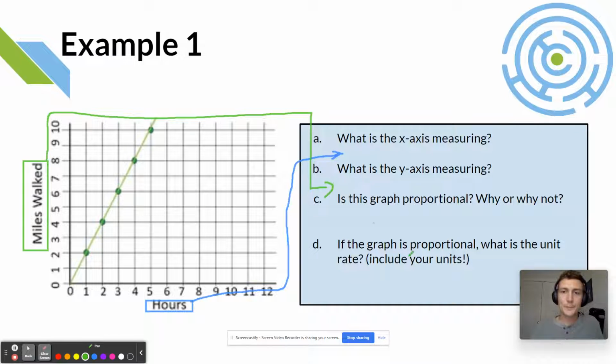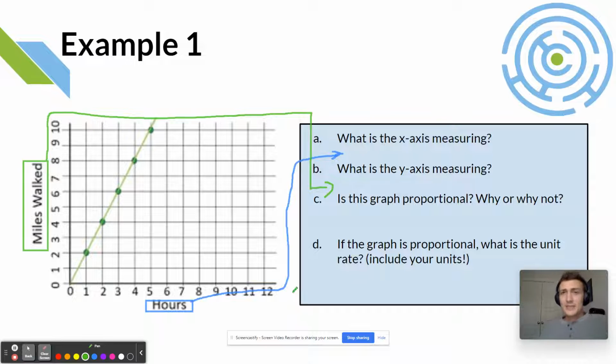Great. Time and distance are two very common things. I've said it before, but time is almost always in that x-axis, and distance really often is in that y-axis as well. On occasion, it can be in the x-axis, but whenever there's time, it's going to be on the x-axis.